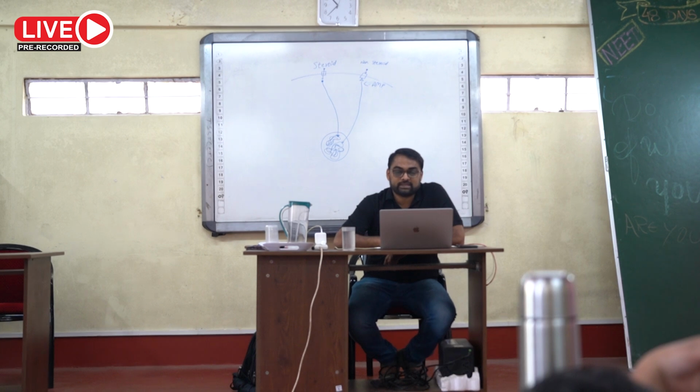Which of the following hormones is not a steroid? Androgen, aldosterone, testosterone, vasopressin. Vasopressin is a peptide hormone. Androgen, testosterone, estrogen, these are steroid hormones only.